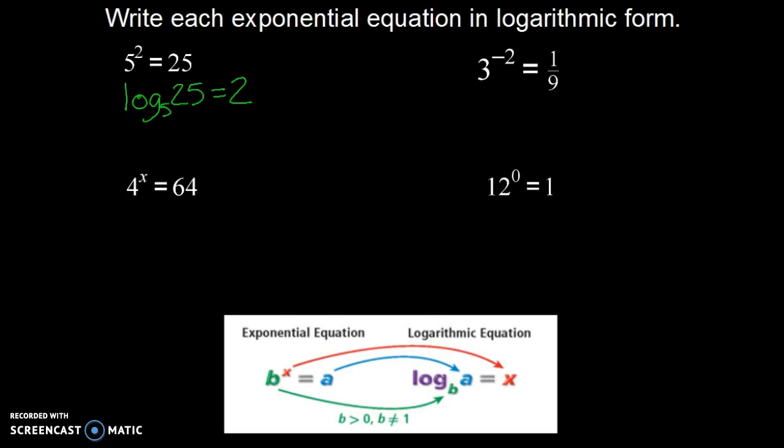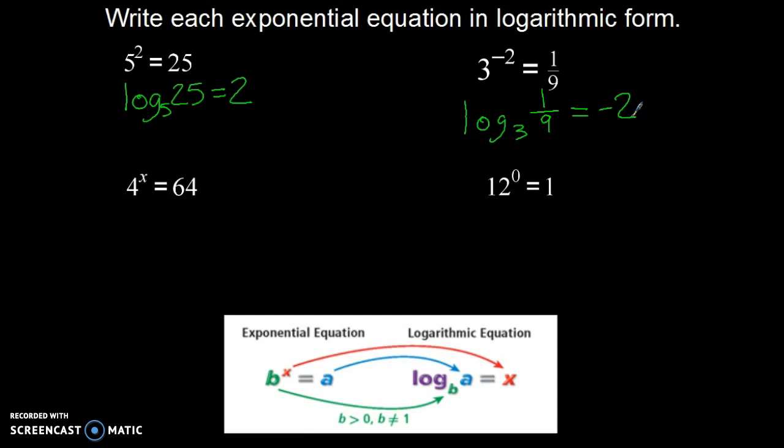We can use a similar strategy over here. We have a negative exponent this time, but that doesn't really change anything. Our base in this case is 3, so we're going to have log base 3 of 1/9, right? The given value from the other side is going to become the argument of our log. So log base 3 of 1/9 equals the exponent, which in this case is negative 2.